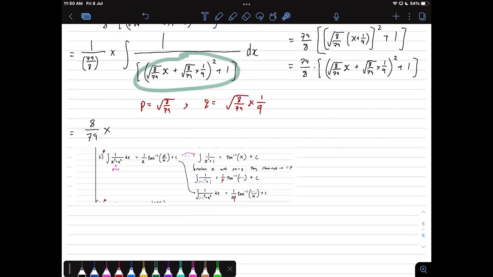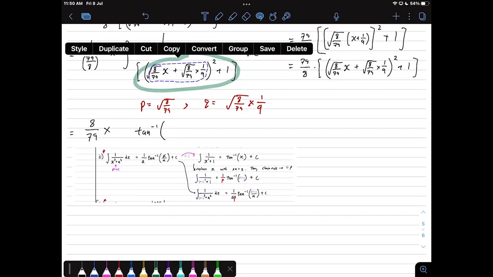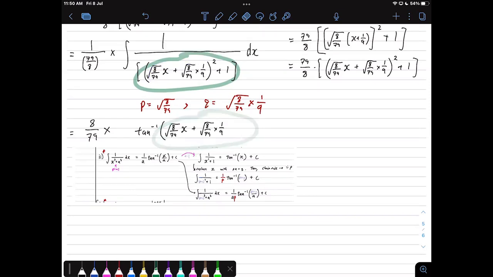Now it will just be equal to tangent inverse of copy and paste whatever is inside. And then I divide by 1, multiply by 1 over P. In this case, what's P? Square root 8 over 79, plus C. Done. That's it. Don't need to worry about dividing by a coefficient of something, because of my formula, I force this to be a 1. Okay? Then you can simplify this a bit.